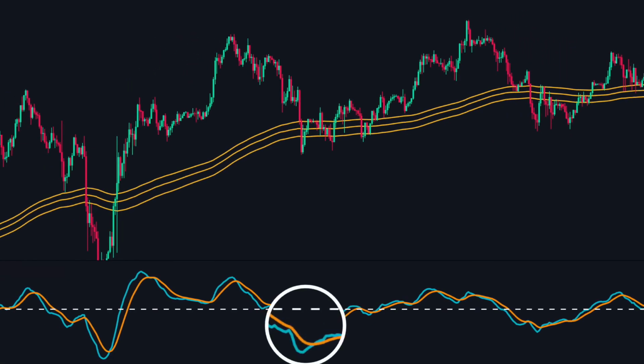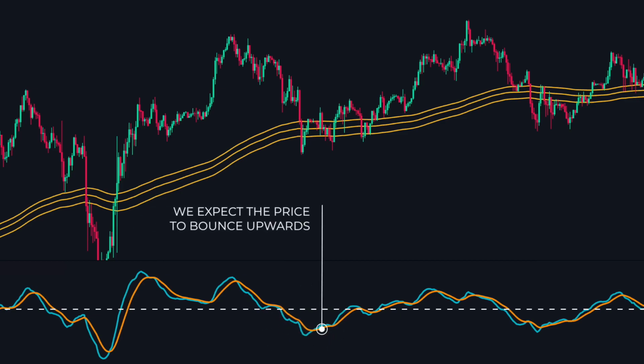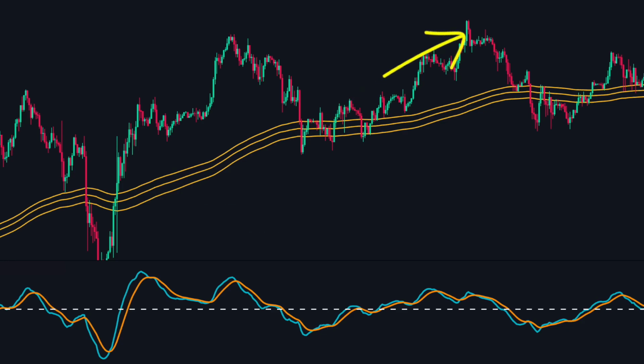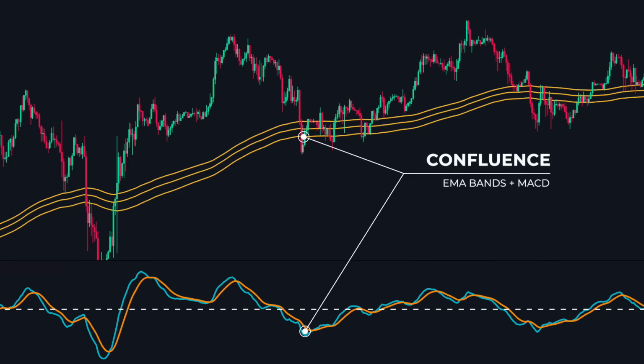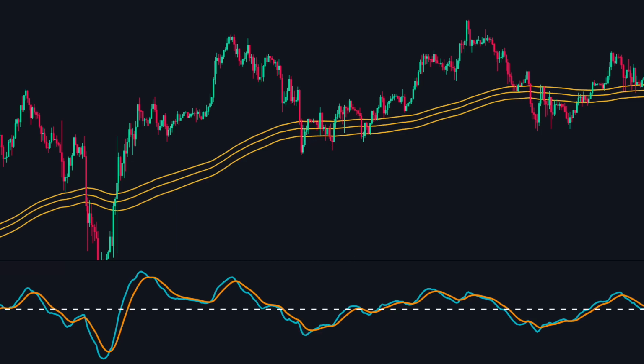We also see that the MACD line has crossed below the zero line. In an uptrend, we expect the price to bounce after the MACD touches the zero line. This is also a sign that the pullback might be over, and that the price may resume the uptrend again. So now, we have a confirmation of the MACD and the EMA bands.